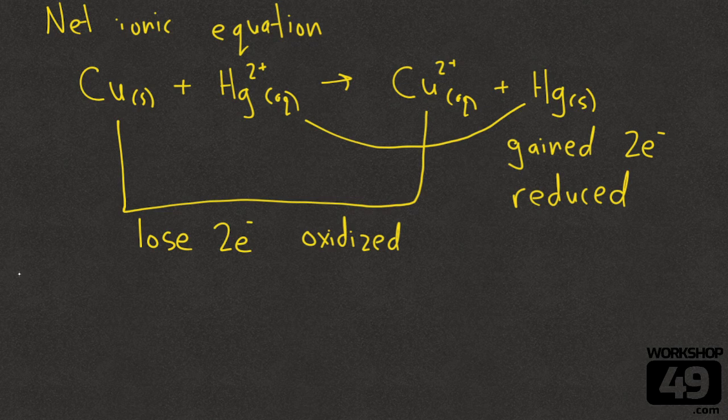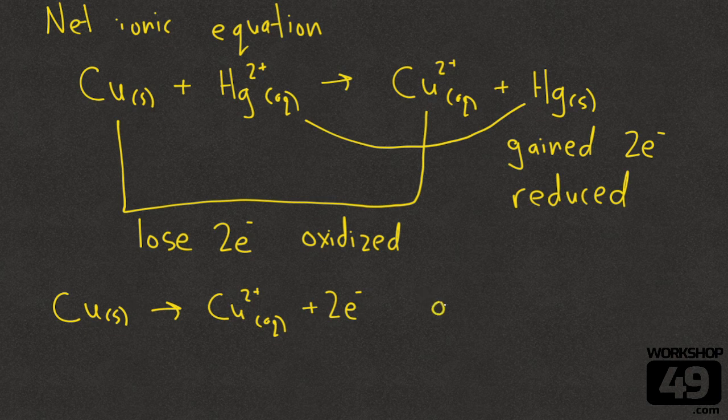Let's write out those half reactions. Our half reactions in this case are a copper solid becomes copper 2 plus aqueous plus 2 electrons. If you're ever unsure on which side to put the electrons, remember that both sides have to be neutrally charged, or both sides have to have the same charge. So since the left is 0, the right must also be 0. A plus 2, a minus 2, that gives us 0 on both sides. This is our oxidation half reaction.